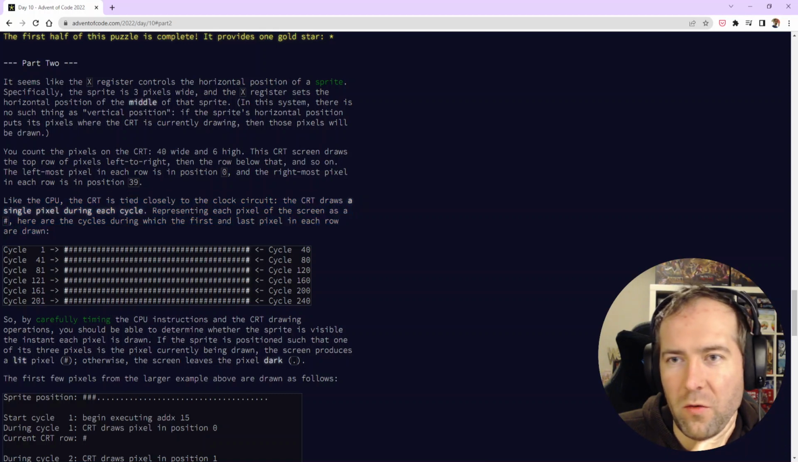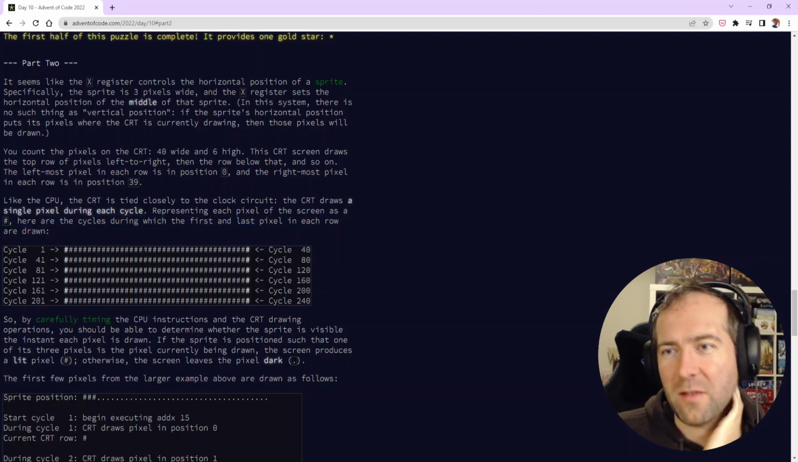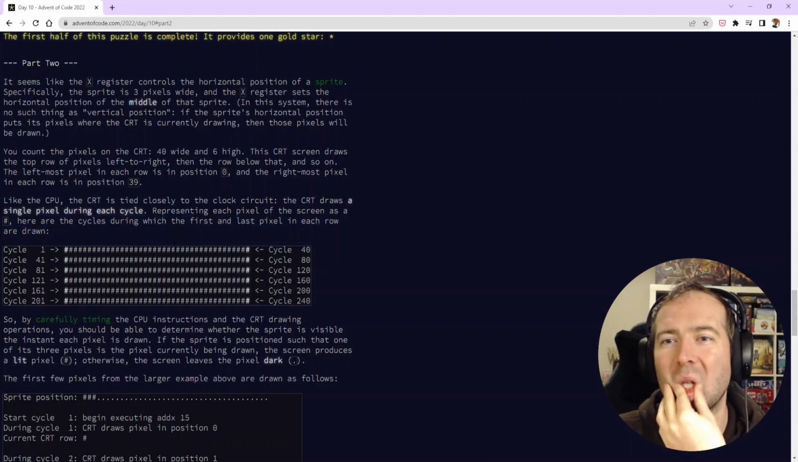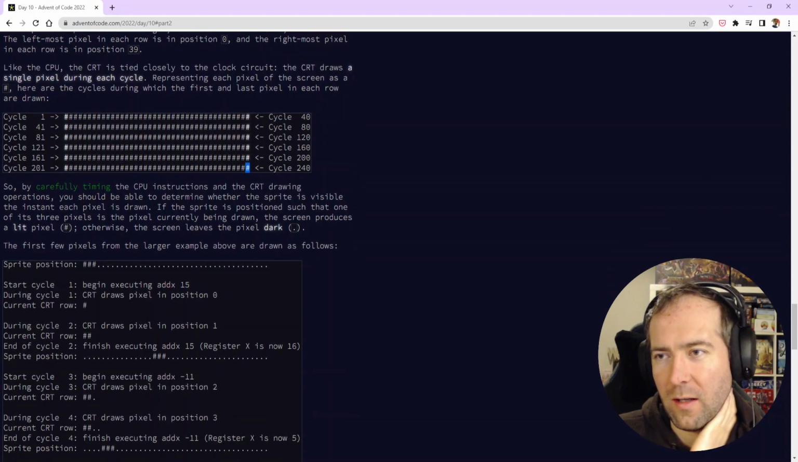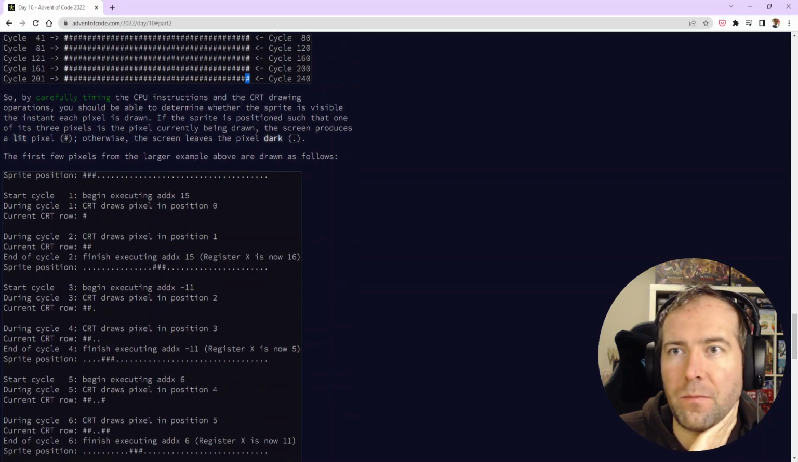Representing each pixel of the screen as a... what's this called? Hashtag? I don't know what the alternative word is. Here are the cycles during which the first and last pixel in each row are drawn. So cycle 1 makes sense, cycle 40, cycle 240 to refresh the entire screen. Yes, or to draw the entire screen.